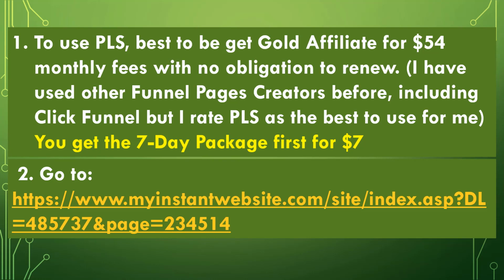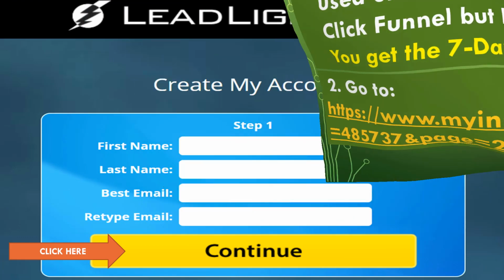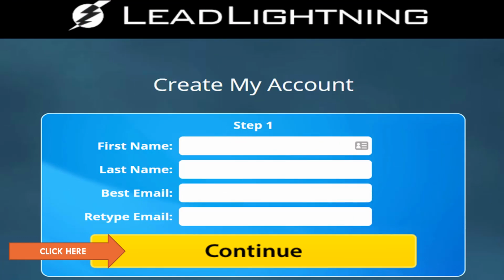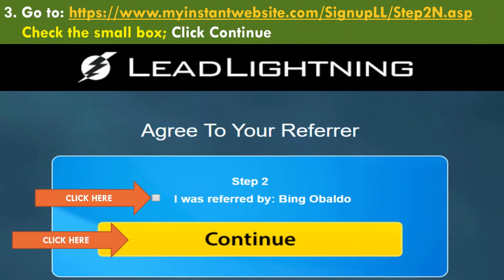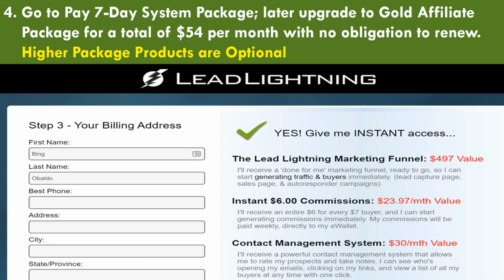2. To sign up, go to the link on the screen. 3. Go to the link on the screen and make sure to check the small box, then click Continue. 4. Go to Pay 7-day system package to test this awesome package. Later upgrade to Gold Affiliate package for a total of $54 per month with no obligation to renew. Higher package products are optional.